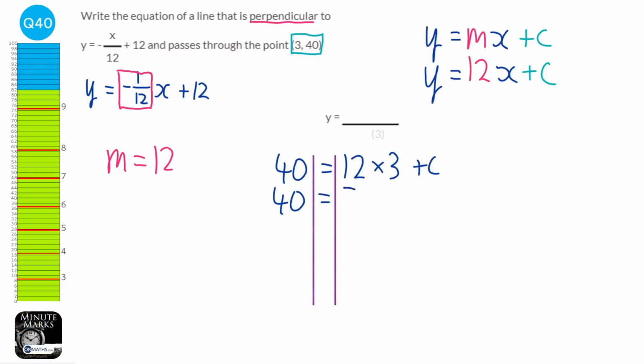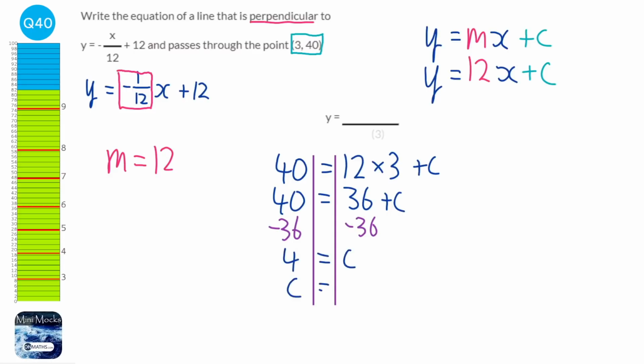12 times 3 is 36. And we're going to take away that 36 both sides. So it's going to be 4 equals c, or c equals 4. So our equation will be y equals 12x plus 4.